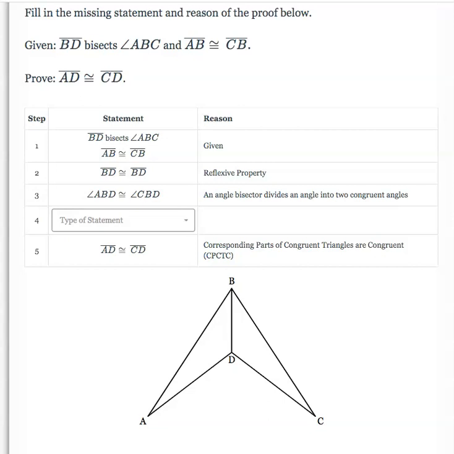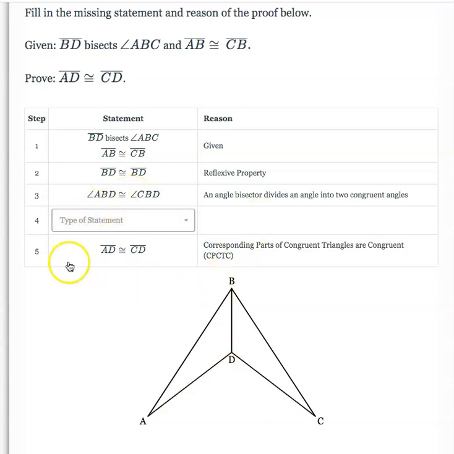Let's take a look at another one. This one, again, has a missing statement and reason. And again, look at the overall proof first. We have two givens. A segment bisects an angle. We have two segments congruent. We have our reflexive property. And we have two angles congruent.